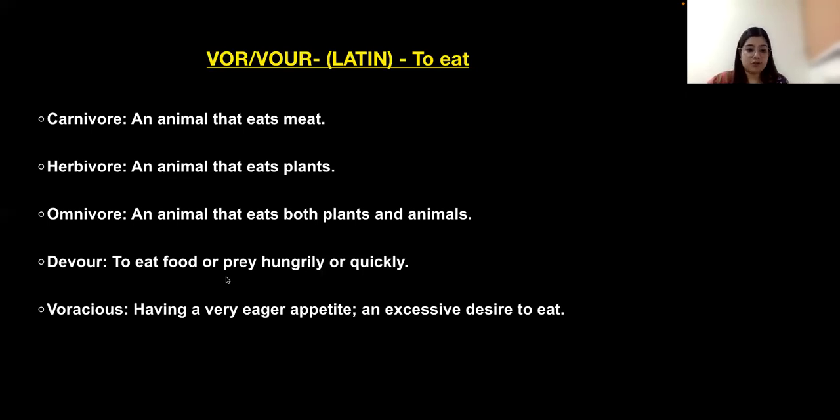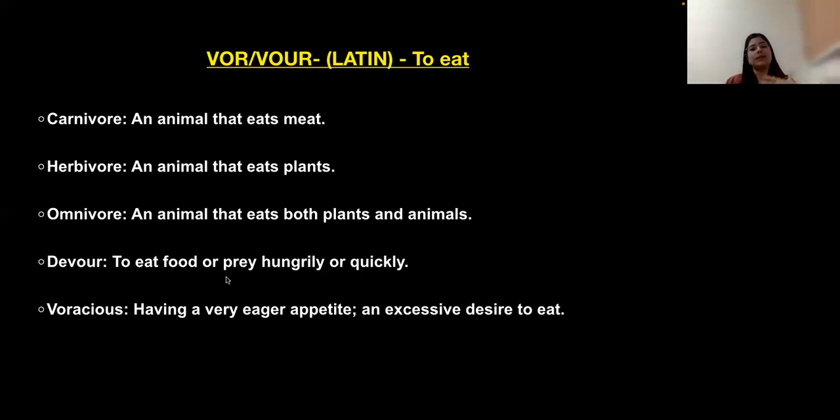Voracious. He is voracious. He is starving. Someone who has a great desire to eat. Someone who has a great appetite. Now, voracious can be used in other connotations as well. Voracious literally could be used for someone who has a huge appetite or a huge desire to eat food. Voracious could also be used for someone who has a huge appetite for something apart from food.